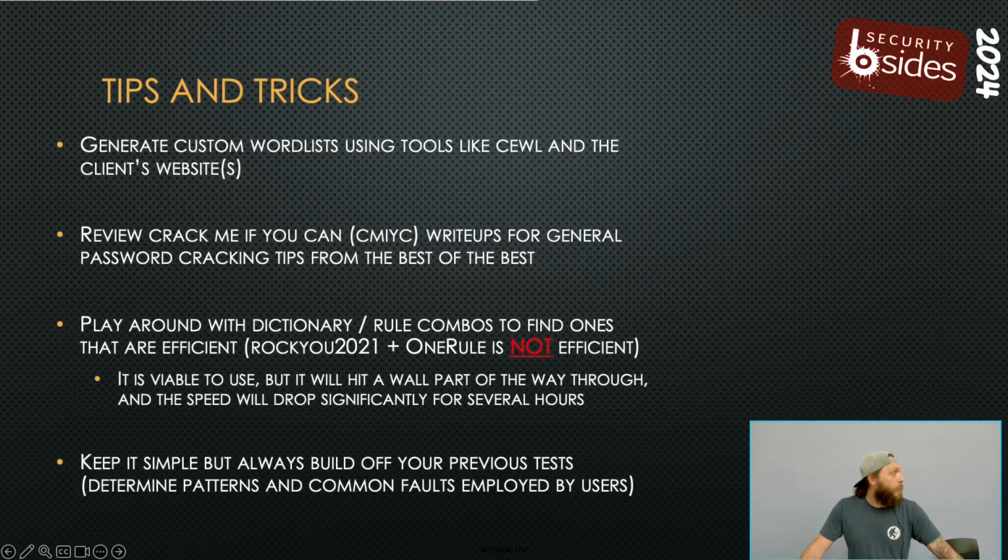Again, I keep talking about efficiency, right? We're always on a time crunch with this. So don't just throw Rock You 2021, right? It's a massive word list, like 90-something gigs, with the one rule word set. That's not efficient. On our 8 GPU rig, it runs for about 2.5 to 3 days. And it hits, I want to say like 25% and just face plants because the operations on the rules get complex and it just doesn't know how to do it with all those guesses. And then the speed drops to like 40,000 or 40K instead of gigahertz. So don't recommend that.